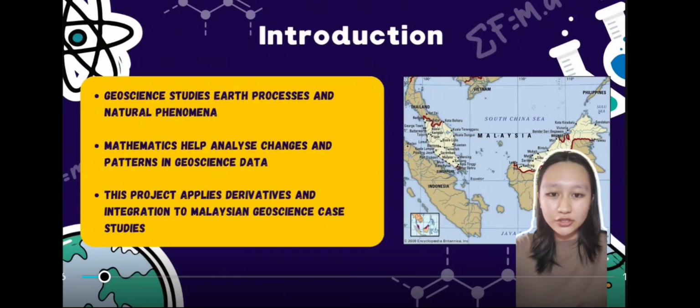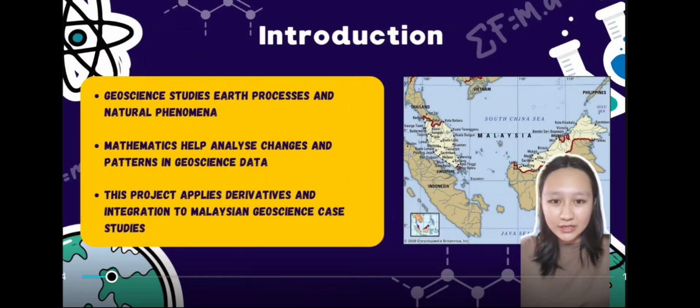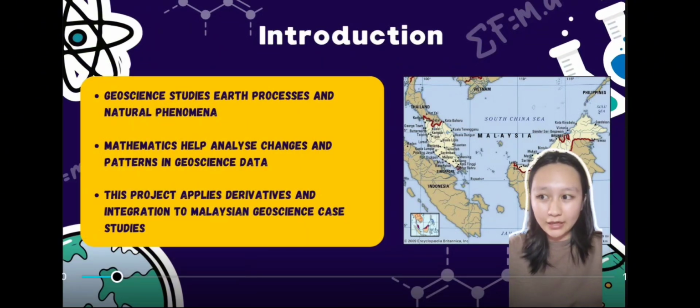First of all, GeoScience focuses on understanding natural processes of the Earth, such as seismic activity, landslide, or rainfall. Mathematics, especially calculus, plays an important role in analyzing these processes. In this project, we apply derivatives and integration to real case study in Malaysia to show how mathematical concepts are used in real-world geoscience problems.